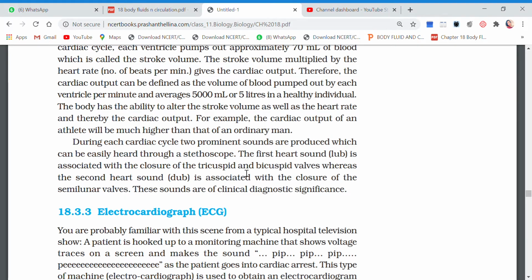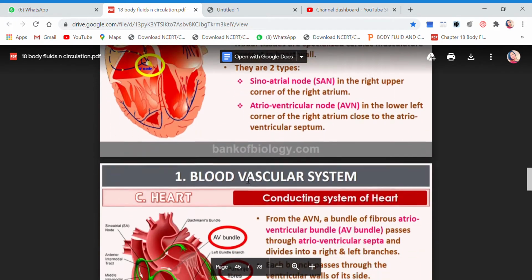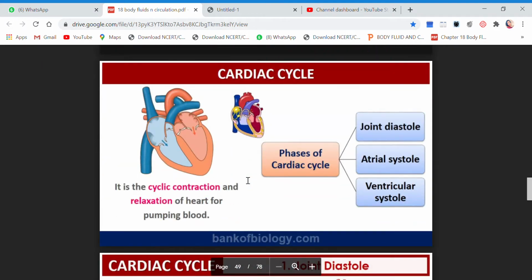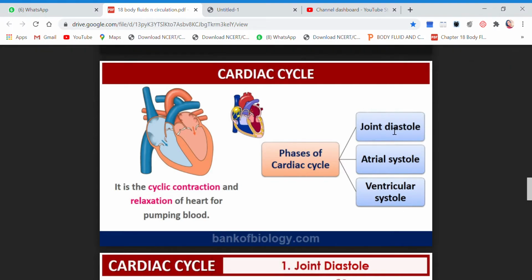So when the doctor listens to these sounds, he analyzes that the heart is working properly because the valves are closing according to the heart rate or heartbeat. So I hope you have understood the cardiac cycle. You can see here the phases: joint diastole, atrial systole, ventricular systole. So we will start with joint diastole, when all the four chambers are in a relaxed state.